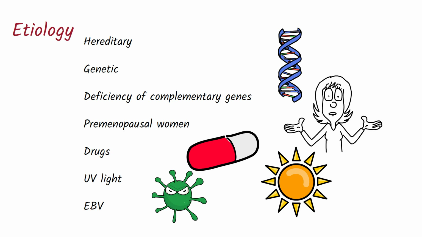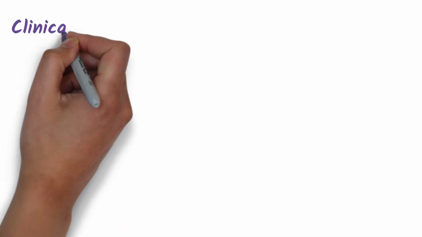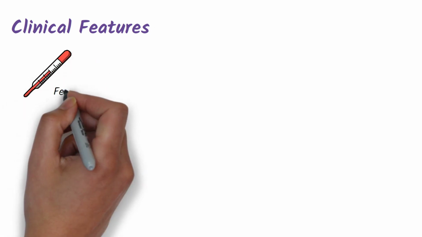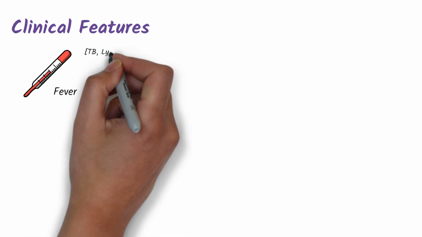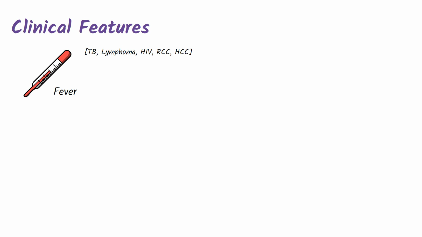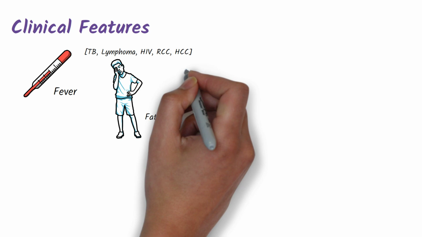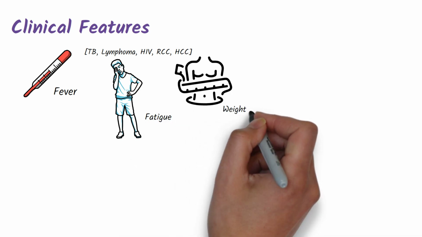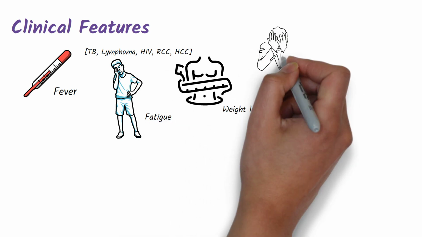causes of SLE. Moving on to the clinical features of SLE. Generally, a patient with SLE will have a fever, which is a pyrexia of unknown origin, just like what you see in tuberculosis and lymphoma, HIV, and renal cell and hepatocellular carcinomas. So in SLE also, you will have a pyrexia of unknown origin. And there can be depression, fatigue, and weight loss for general features. Other than that, SLE affects almost every organ.